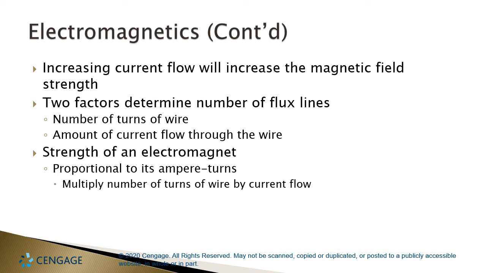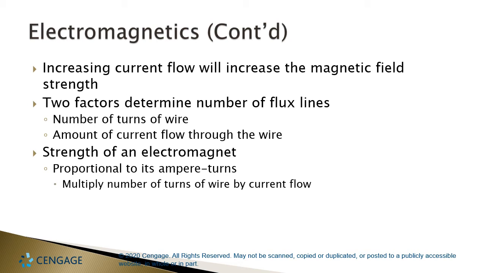Now, biggest issue, of course, is current flow, right? More current flow, the stronger the field, but there are other issues. One thing is the number of turns of the wire, right? Every time you put a turn or a loop of the wire, you're going to increase the strength of the magnetic field. And of course, as I said, the current flow, right?